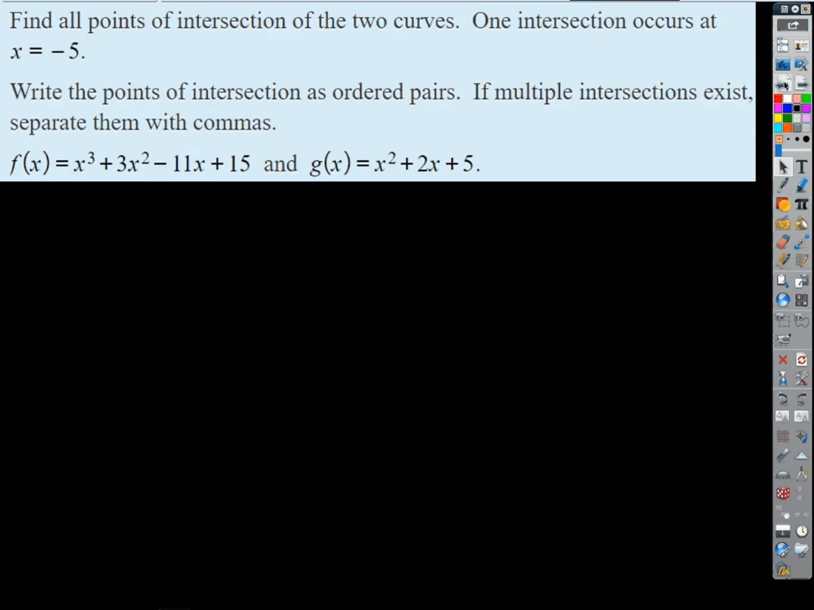Okay, let's do another one that's just like this. This is actually a quicker one. Now I want you to think about the context though. It says find all points of intersection of the two curves. So the two curves are f of x and g of x, right? They're telling us one point of intersection occurs at x equals -5, right?